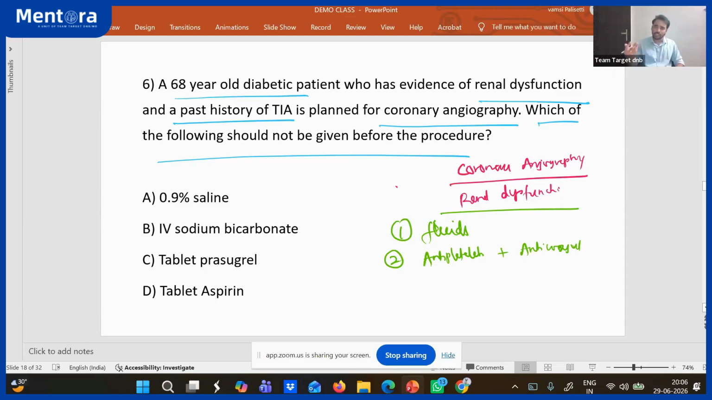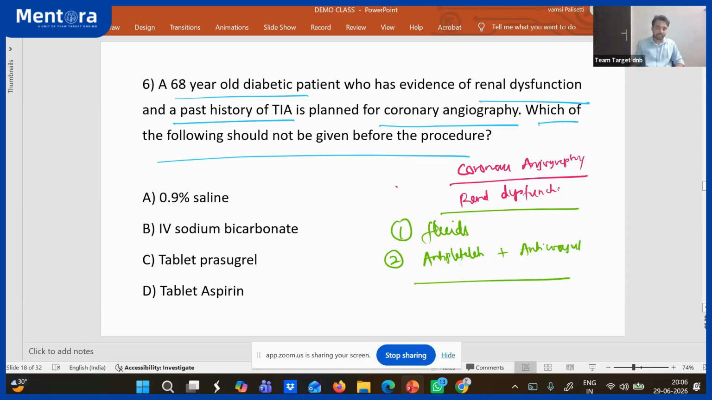In the STEMI protocol also you give heparin, then you go for the angiography. Similarly, you give a loading dose of aspirin and clopidogrel, that's antiplatelets, then you go for the angiography. The reason is you want the plaque not to progress and you want the platelets to be inhibited, to prevent further progression of the plaque. That's why we give this.